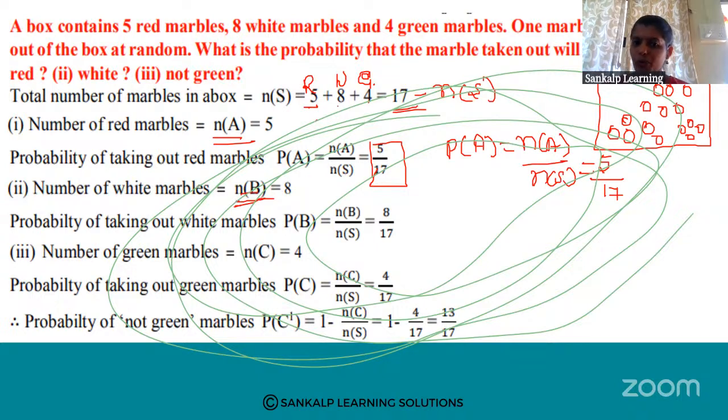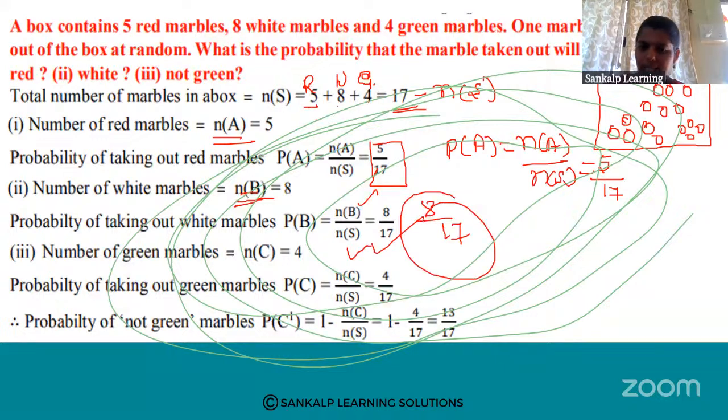The probability of taking out white marbles, you can call it P(W) or P(B). P(B) is equal to the number of favorable outcomes divided by the total number of outcomes. The favorable outcome is 8, the total number of outcomes is 17. Therefore, 8 divided by 17 is the probability of getting a white marble, right?